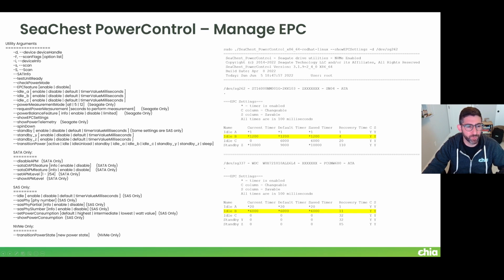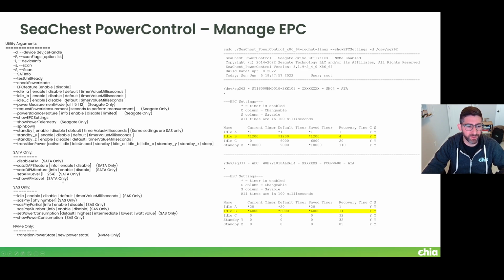The power measurement tool, I've never actually found a drive that has a firmware that enables this, so it might be something that they use for testing. And then power balance feature. These are just some of these things where you can enable the different EPC modes. But yeah, the one you're going to want to do is really just these two commands, which is show EPC settings, which shows you the timers, and then you can do idle B disable if you like.